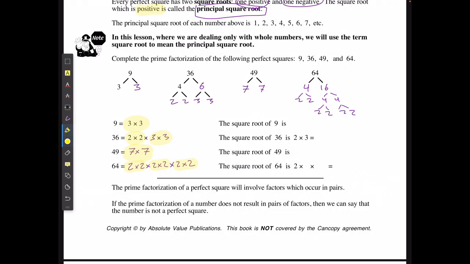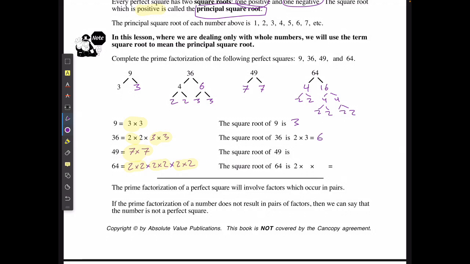If I'm looking for the square root of any of these numbers, I just take 1 from each set. So here I just have one set, 3 times 3, so the square root is going to be 3. For 36, I take 1 from each set. There's a set of 2's, so I take 1, 2. There's a set of 3's, so I take 1, 3. And it's going to be 2 times 3, or 6.